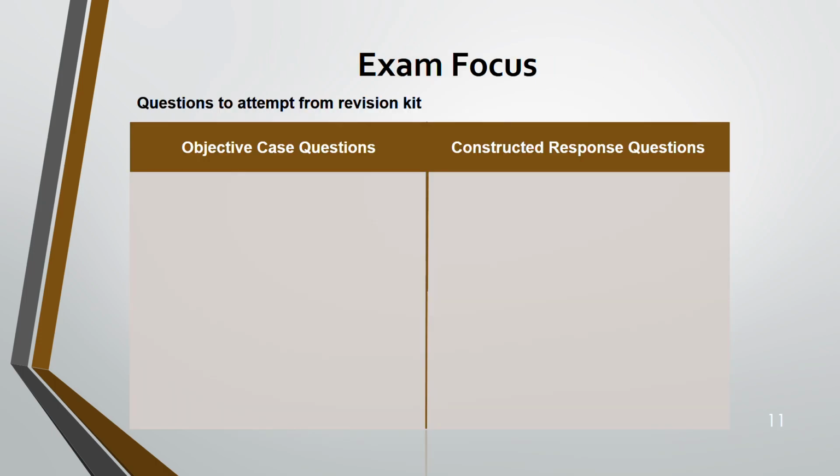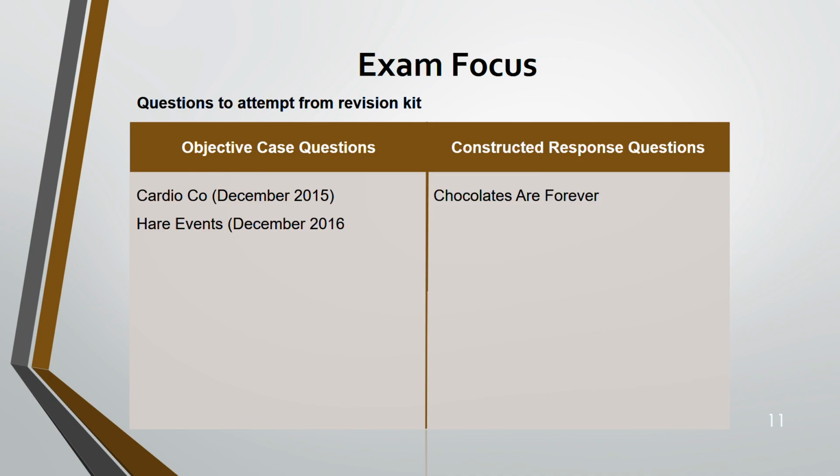Now, questions from your section B: Cardio, Hair Events, and section C: Chocolate Are Forever, Mango Leather, Break Even, EC Limited, Health Nuts.